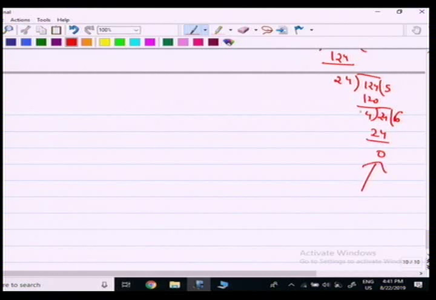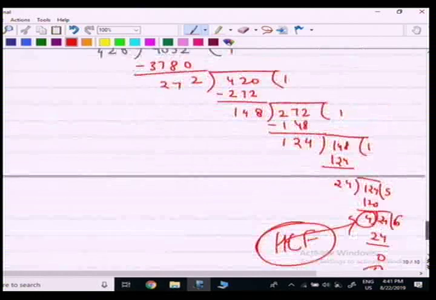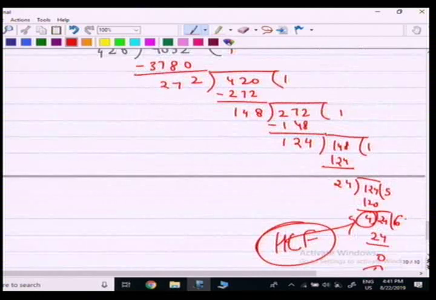So in this step we are getting remainder 0, in which the divisor is 4. So this is the HCF. HCF is 4, Shillong, 4. See, at the last step here 4 is coming. The step you can see, complete steps. It should be 4.